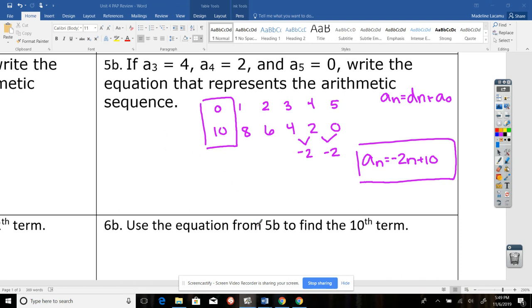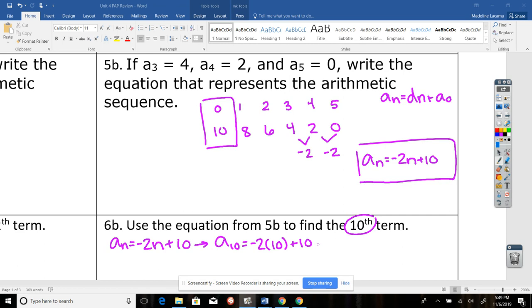Now 6b is going to use this equation so we can find our 10th term. So we're going to use a sub n equals negative 2n plus 10, and we're looking for our 10th term. So instead of an n, we're going to replace that with a 10. So this will become a sub 10 equals negative 2 times 10 plus 10.